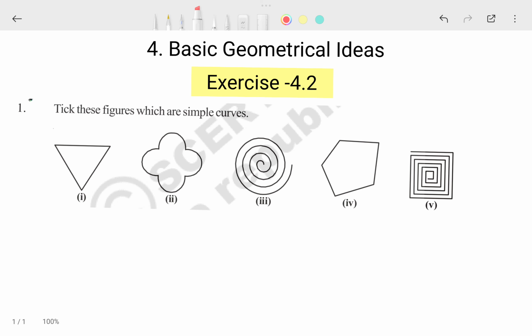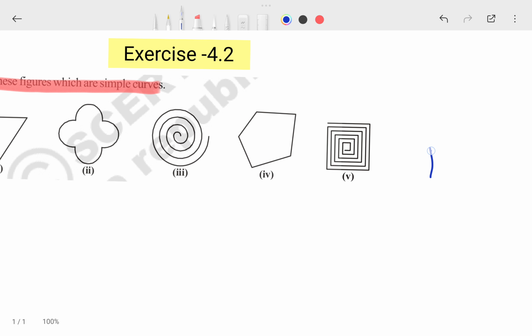In this exercise, the first question says tick the figures which are simple curves. We have to find out which is a simple curve figure. A simple curve means a closed figure. Let's suppose there is a wall: is it closed or open? You will say no, this is not closed, because here you can enter. If you can enter anywhere, that is not closed, that is open. If you can't enter from any side, this is called closed.